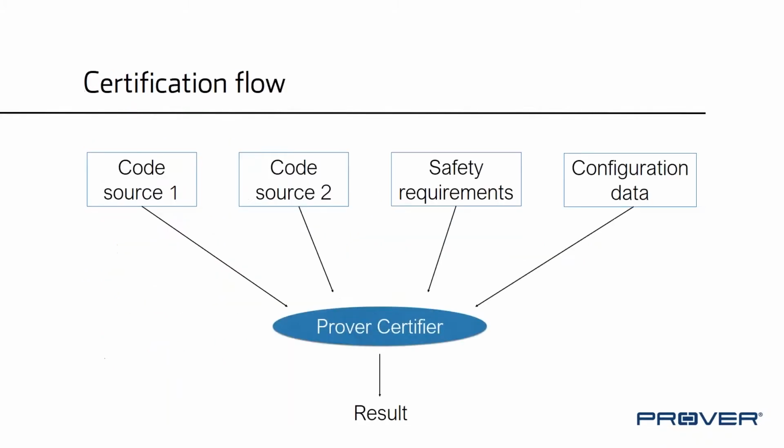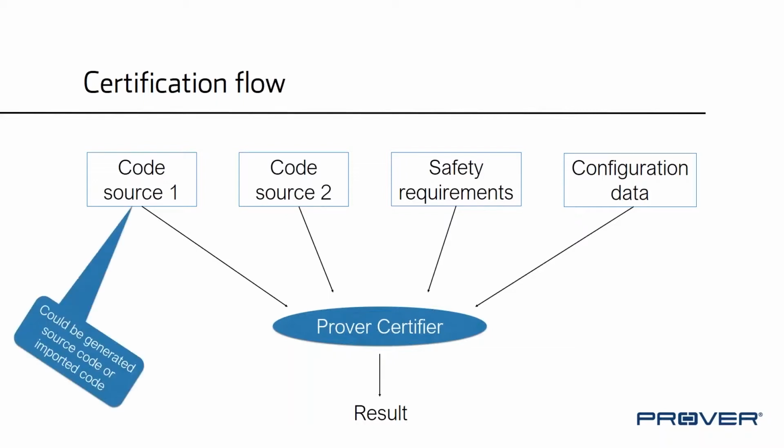The certification flow now, the one that is supposed to guarantee that the interlocking we created will be safe in the end. It has this architecture. We use two different sources for the code. Normally the first source is generated source code, like the C code we generated now, or it can also be imported code in cases where we don't generate code by ProRilock.